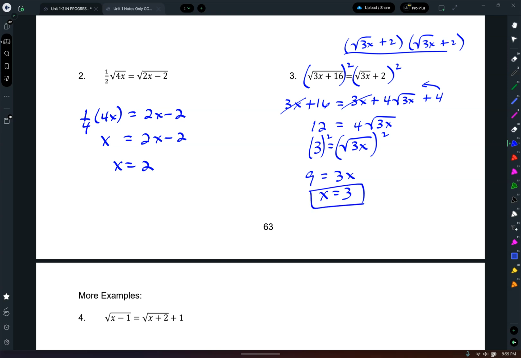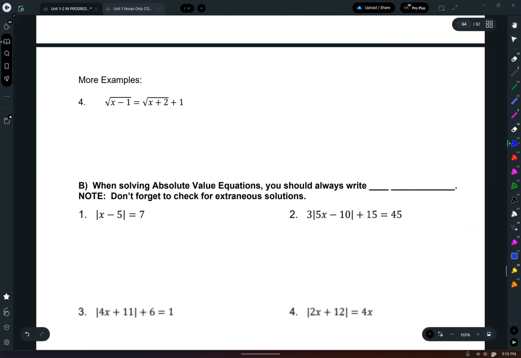Okay, should do a quick check. If I plug in a 3, remember you're plugging it into the original before you squared both sides. So the square root of 9 plus 16, 25, that's 5. And on the other side, square root of 9 is 3. Yep, that's going to work. Okay.